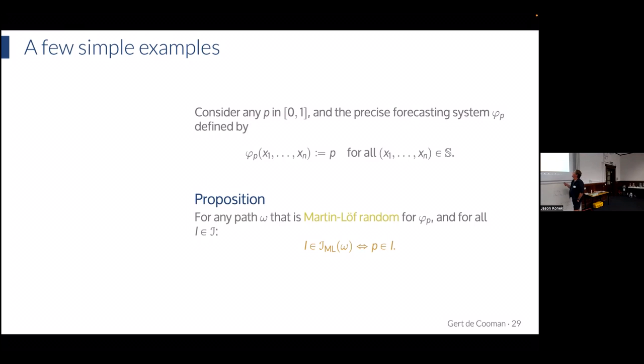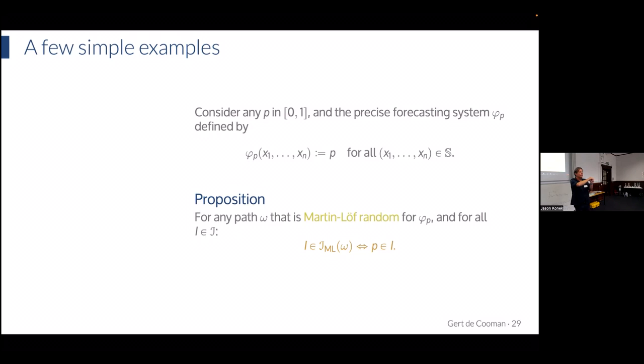Then what you have is that for any path that is Martin-Löf random for this forecast, we have that. What I'm going to do here, and this is what I said in the beginning, is look at all the intervals that make this path random. So I have a path, and I'm going to look at all the models, all the forecasters that make that path random. Typically, as I said before, I have a forecast, and I look at all the paths that are random for that forecast.